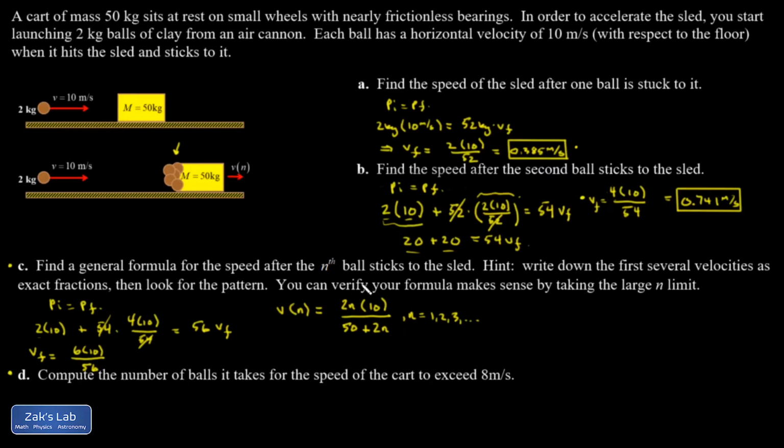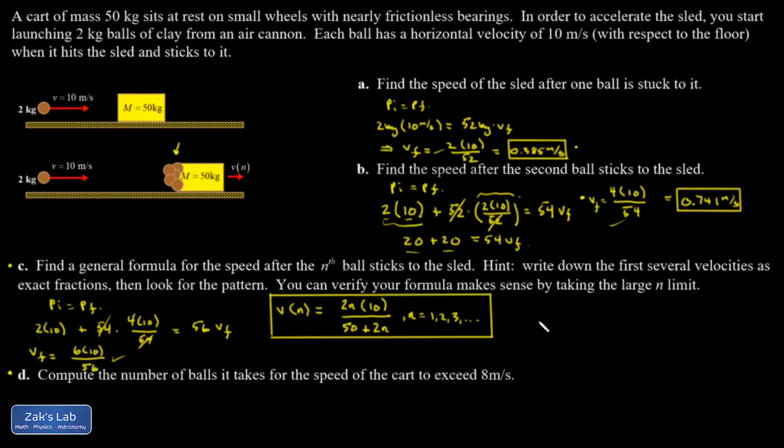So plugging in n equals 1, I get 2 times 10 over 52. Yep, that works. Plugging in n equals 2, I get 4 times 10 over 54. That works. And n equals 3 works as well. Now in the question here, I said you can verify your formula makes sense by taking the large n limit. So I'm going all the way to where I've shot infinity balls of clay at this thing. What's going to happen? So I want to figure out on a physical intuition basis what should happen, and I'm going to take the limit to verify it does happen.